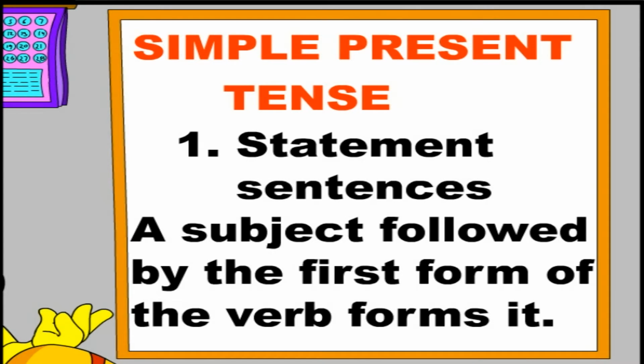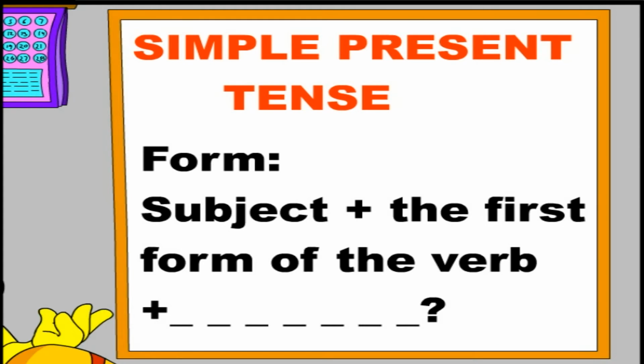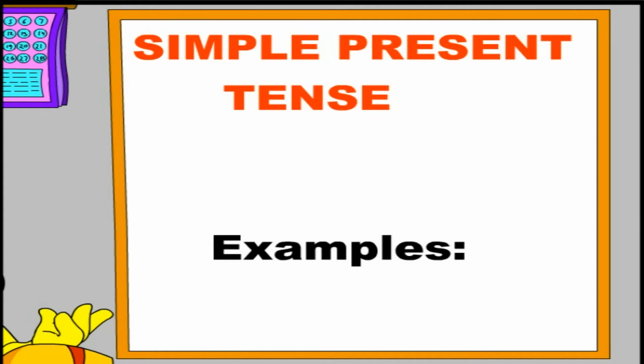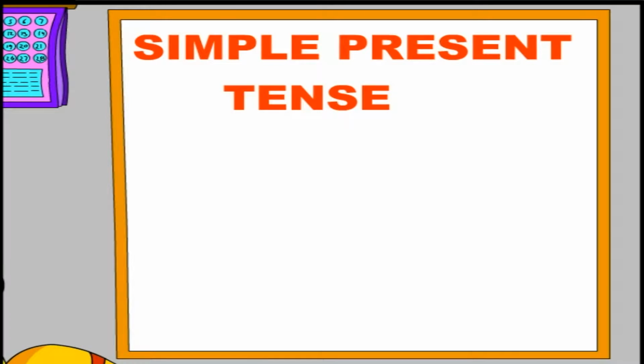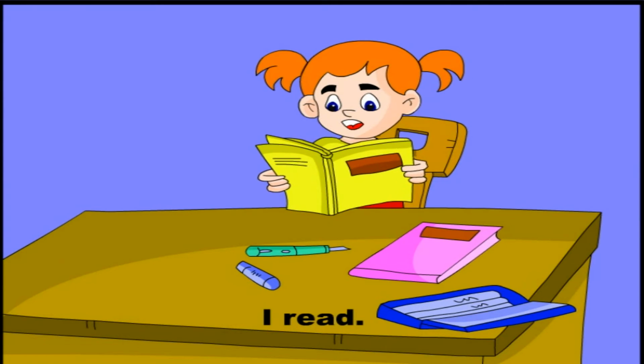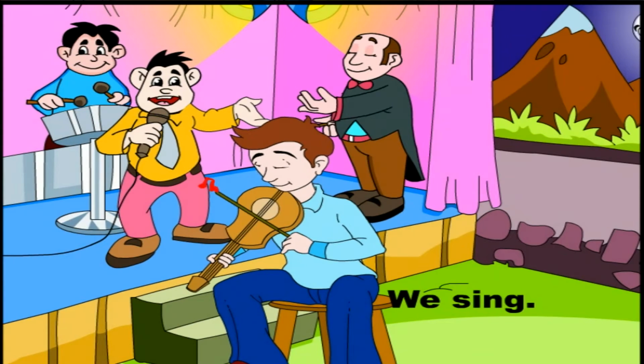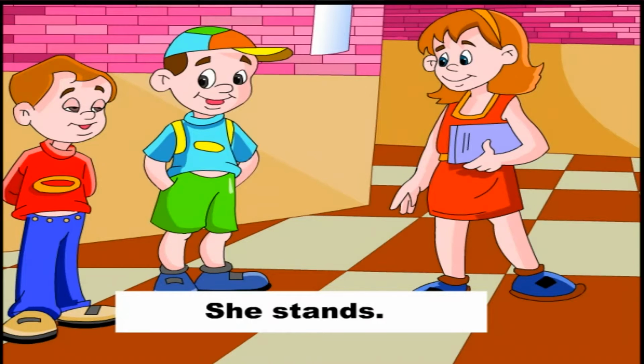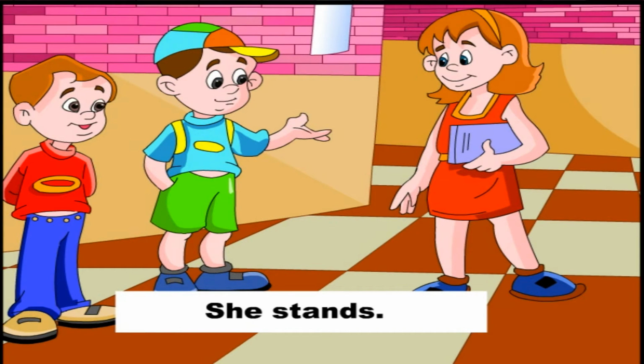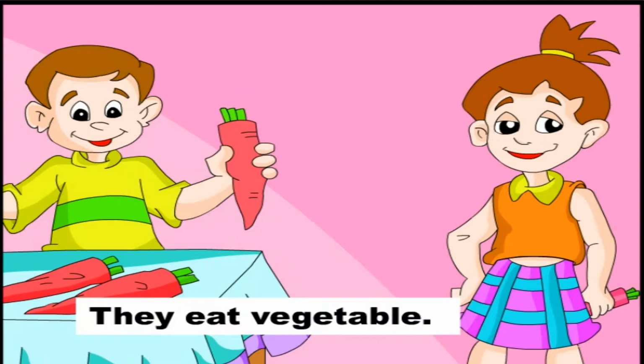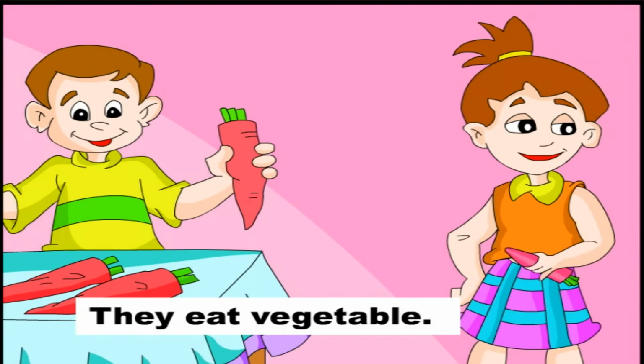1. Statement sentences. A subject followed by the first form of the verb forms it. Form: subject plus the first form of the verb plus the activity. Examples: I read. We sing. She stands. They eat vegetables.